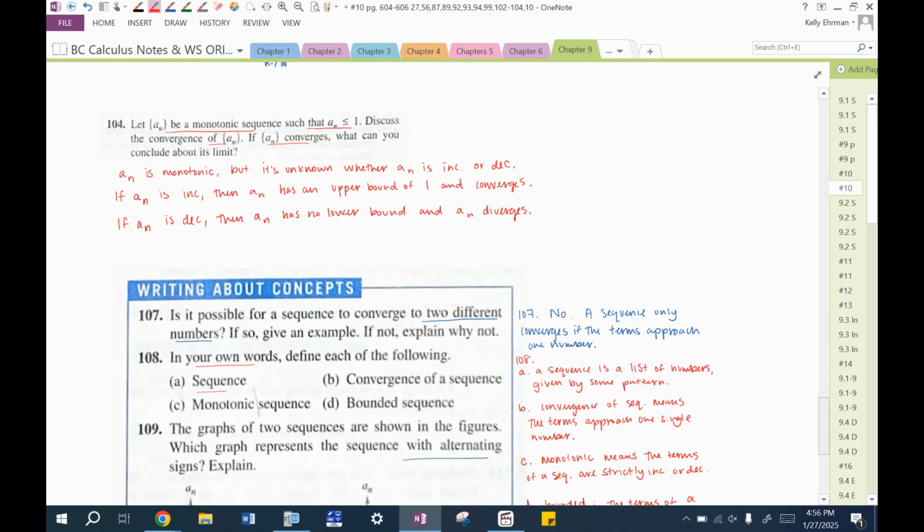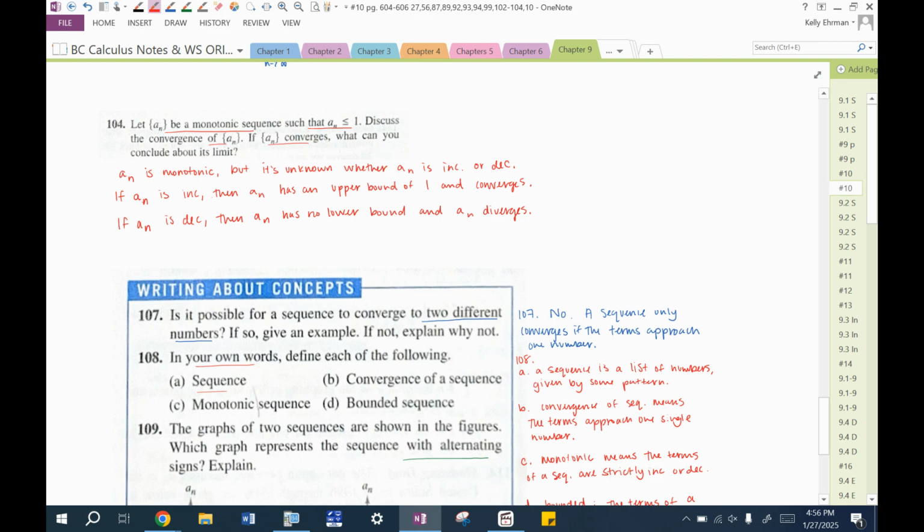104 says A sub n is a monotonic sequence, so it fits the monotonic part, such that the terms are less than or equal to 1. Discuss the convergence of sequence A sub n. If it converges, what can you conclude? So they did tell us that A sub n is monotonic, but they didn't tell us in which direction, whether it's increasing or decreasing. So I can't really make a conclusion, but I discussed anyway.